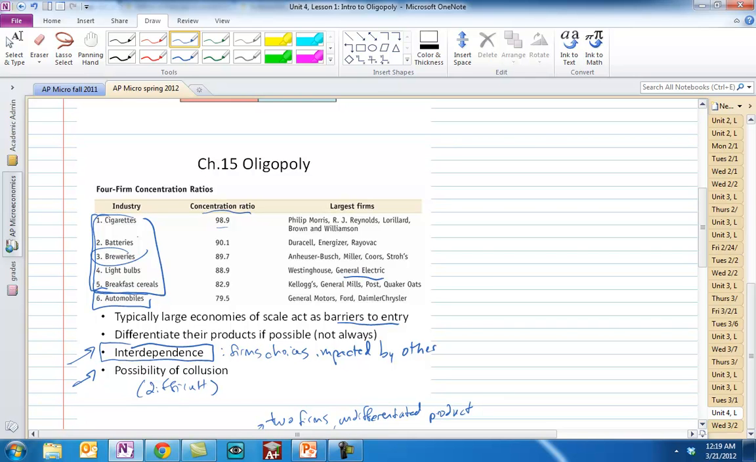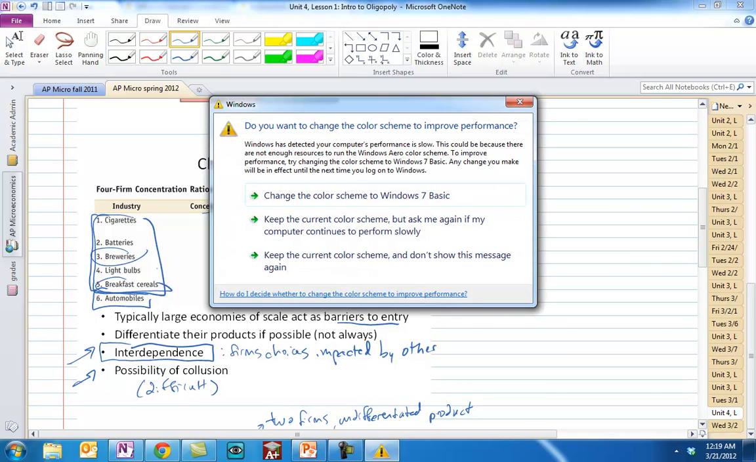Light bulbs are a little bit different, not as differentiated, although they're trying more. Breakfast cereal's definitely differentiated. You can see in all of these, they're not as cheap as they possibly could be. We're not seeing price wars happening here, but you definitely see them trying to differentiate themselves based on quality or on the type of product that they sell.